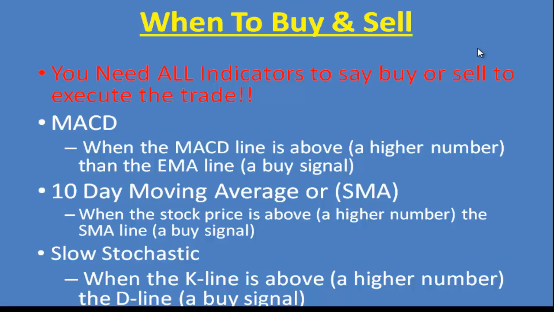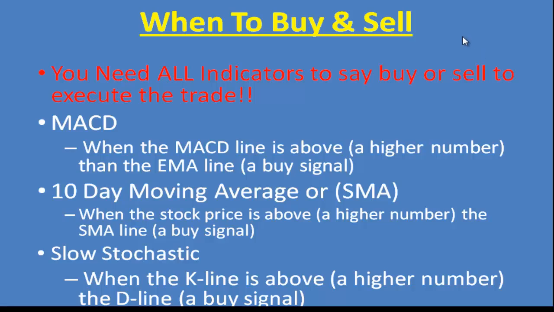What I mean by that is you could have the MACD saying sell, and the 10-day moving average is still saying buy, and then the slow stochastic is saying buy as well. If you do not have all 3 of them saying buy, that means you do not buy the stock, and vice versa. You could be in a position of a stock and 2 of them could be saying continue to hold and the other one could be saying sell. If they're not all saying sell, you don't sell, you stay in the position.